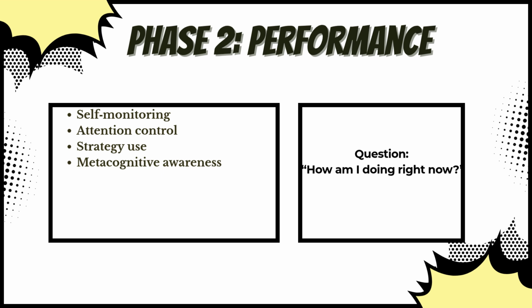Phase two is the performance phase. This is where learning happens in real time. Students monitor attention, manage effort, and apply strategies. Teachers can support this phase through prompts and guided practice, which happens to be part of the Madeline Hunter lesson cycle.